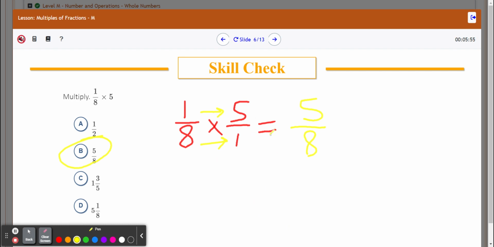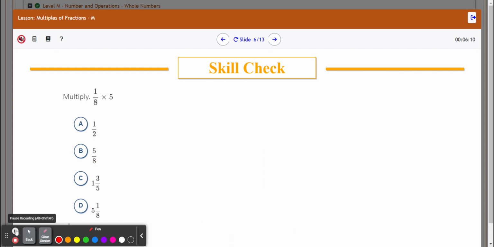Obviously, you don't have to do this step of adding the denominator 1. If you already know that to be true, you just multiply it like this. You don't have to do that. All right, as long as you understand that there is a 1 in that denominator spot, it's pretty straightforward.